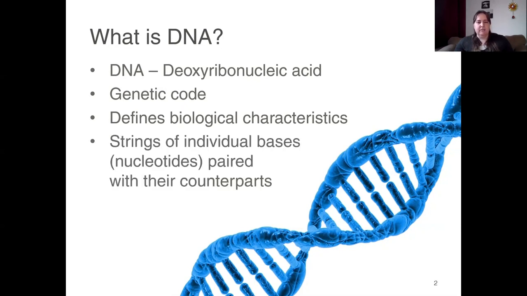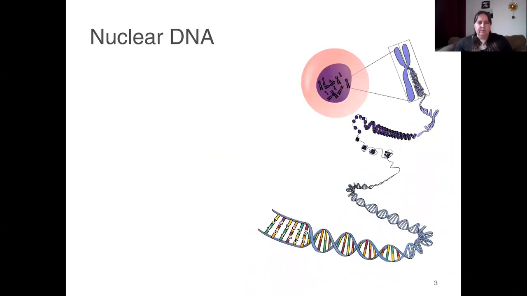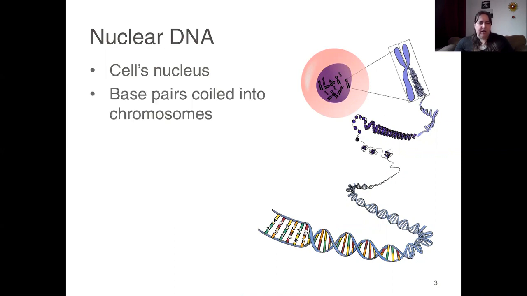DNA is made up of strings of what are called bases, or sometimes nucleotides, that are paired with their counterparts. DNA is found in kind of two places, or at least the DNA that we talk about for genealogy purposes. First, you have nuclear DNA. Nuclear DNA is found within the nucleus of the individual cells within your body.